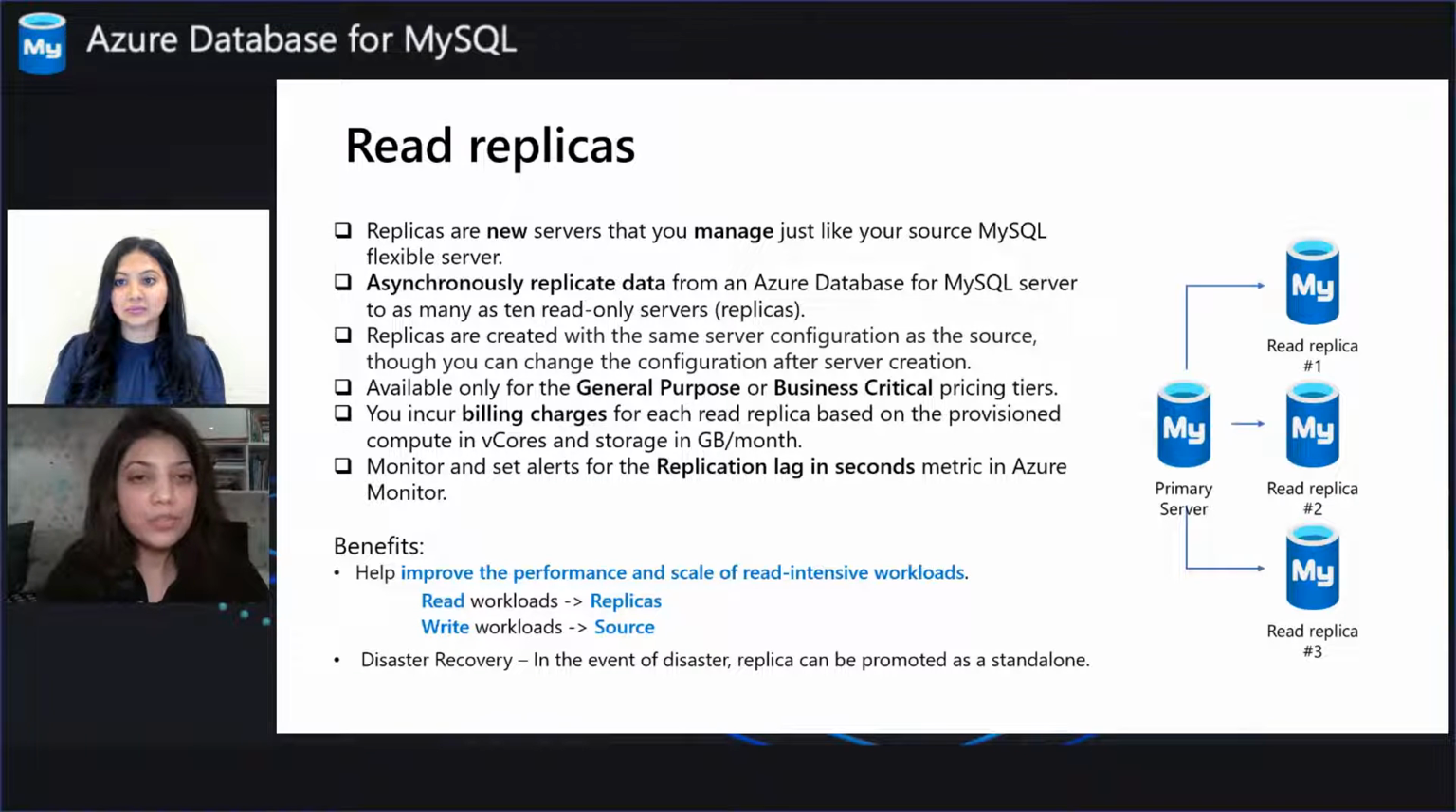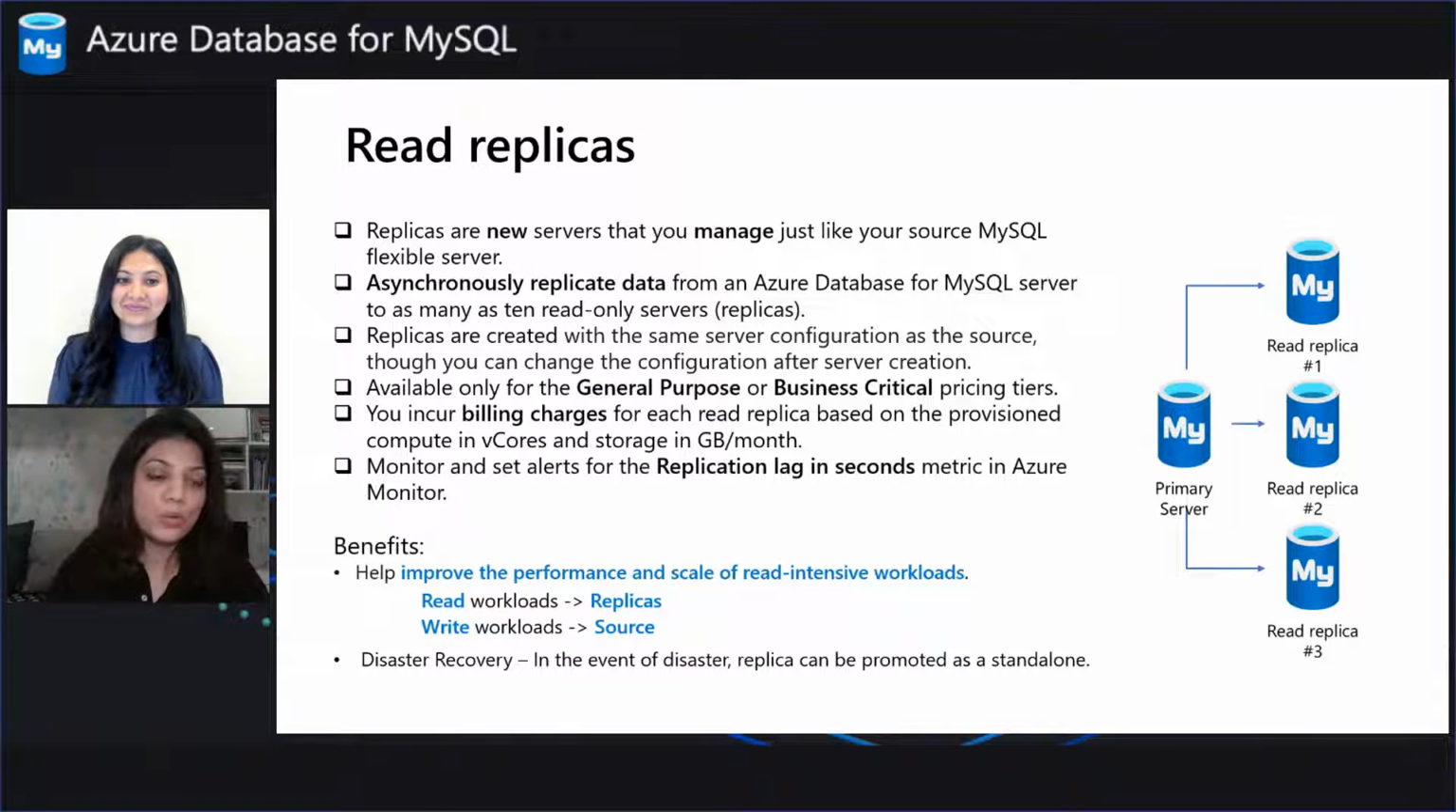Now, coming to the benefits, or I would say the use cases in which you will use the read replica, the first is to scale out the read intensive workload so that the source is performance optimized and you use the source only for write workloads. The second one is an augmented DR strategy, because other than configuring high availability, read replicas can also be promoted as a standalone server in case of disaster. So those are the primary use cases. It's fairly simple.